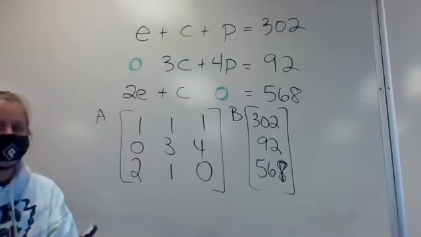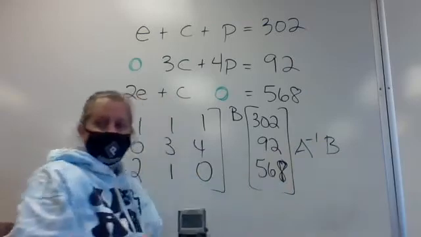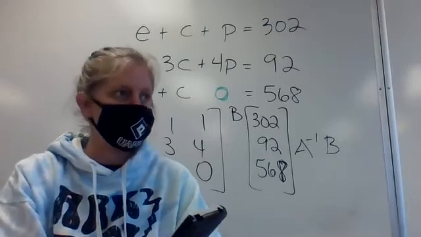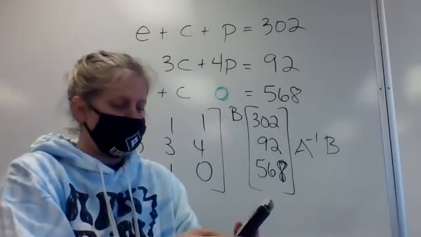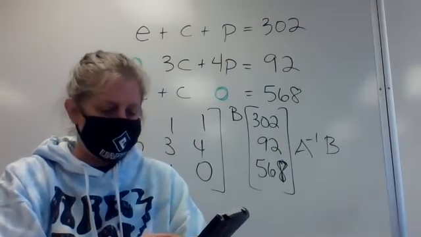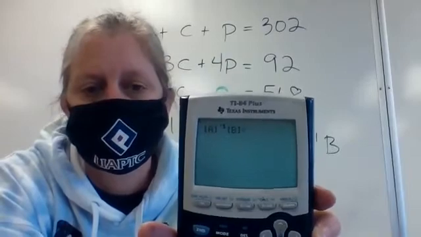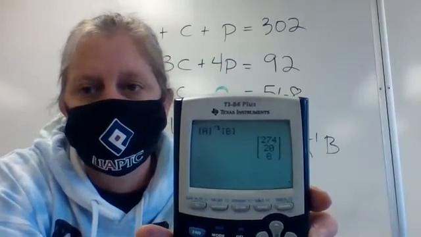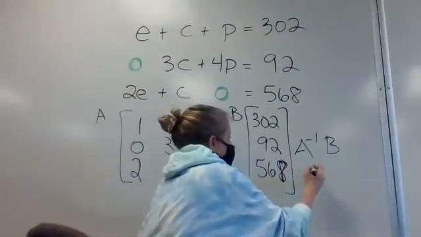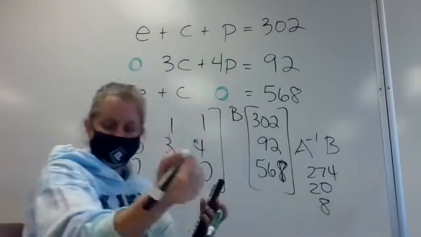And then you'll do matrix A to the -1, matrix B. So second quit, first of all, to get to your home screen. Then matrix A, so second matrix A to the -1, second matrix B. And enter. So there's your cholesterol, 274 for the egg. The cupcake is 20 and the pizza is 8.